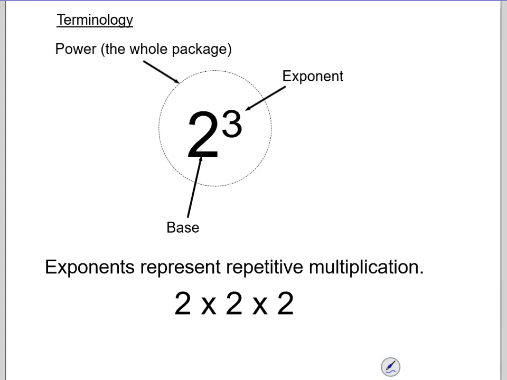The terminology: a power is the whole package, the exponent is the little raised number, and the base is just the base. That's what we're going to repetitively multiply out. So 2 cubed, or 2 to the exponent 3, would look like this. Okay, so that's a refresher from yesterday or the previous lesson.